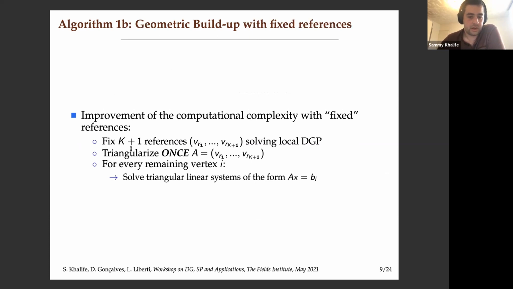And then we will triangularize only once A, the matrix of references, and then for every remaining vertex, we will solve triangular linear systems of the form AX equal BI. So this is a very efficient algorithm that I will show behaves very well compared with other embedding methods.